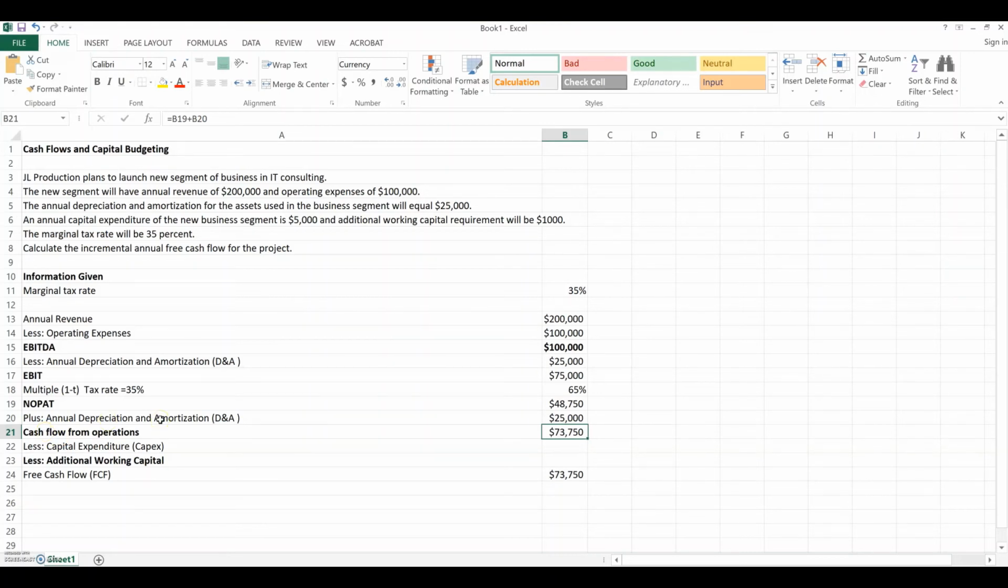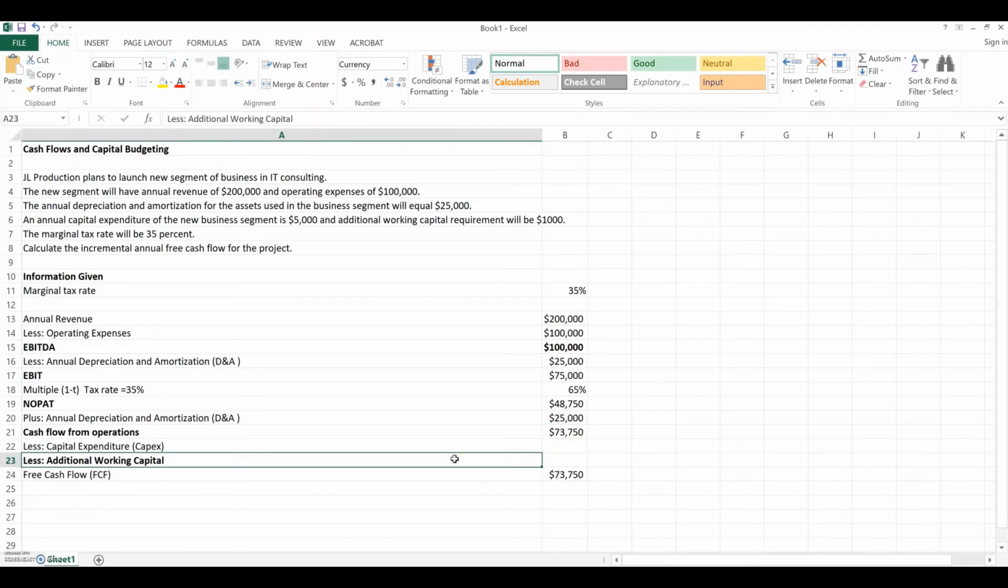So remember, in corporate finance, net operating profit after tax, or NOPAT, is a company's after-tax operating profit for all the investors, including the shareholders and the debt holders. And when you talk about the cash flow from operations, it's basically the cash which is generated from the normal operating process of a business, which is $73,750.